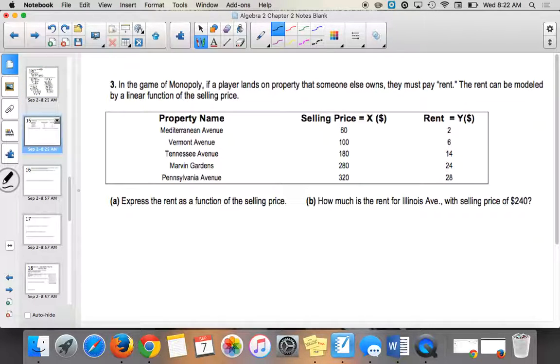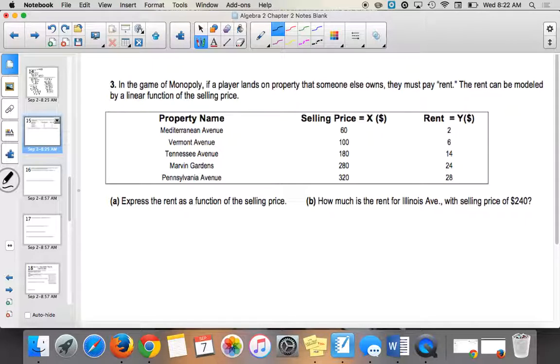All right. So it says, in the game of Monopoly, if a player lands on a property that someone else owns, they must pay rent. So the rent can be modeled by a linear function of the selling price. So you guys know that. In Monopoly, there's a relationship between your rent and the property value. You probably have realized this: the more expensive properties are more expensive for the rent. So there's a line that can represent that.